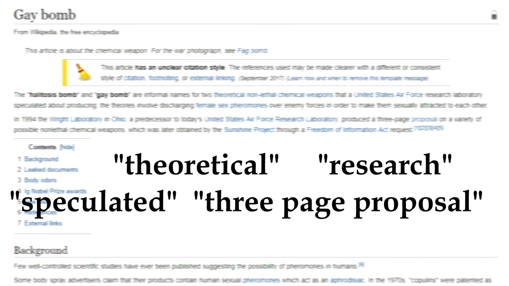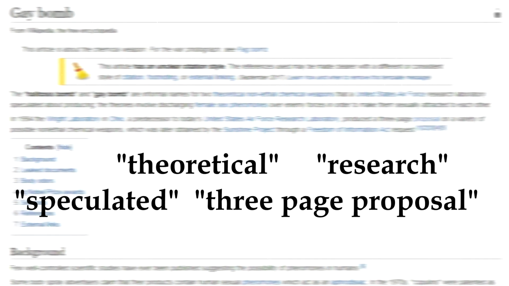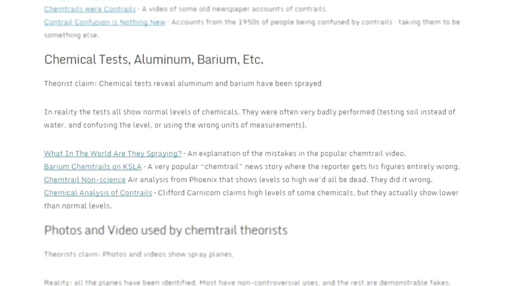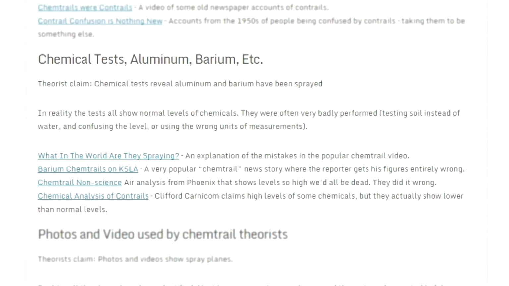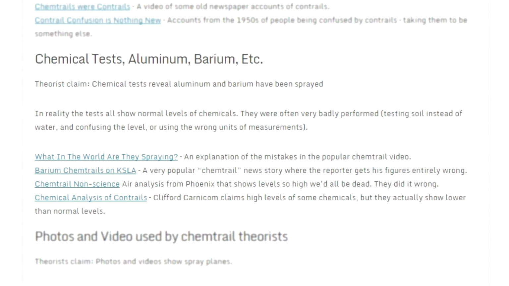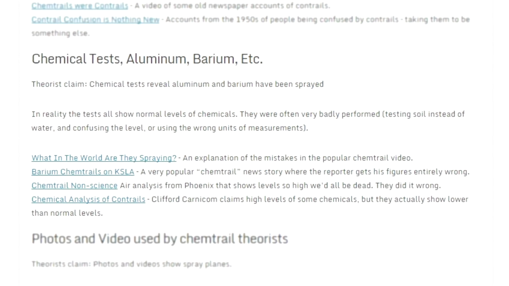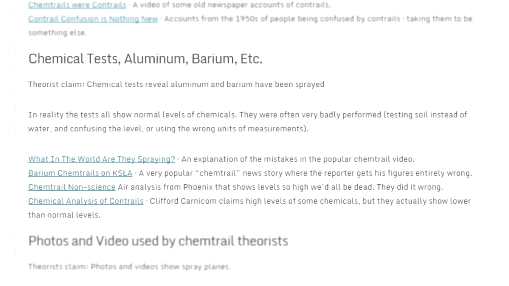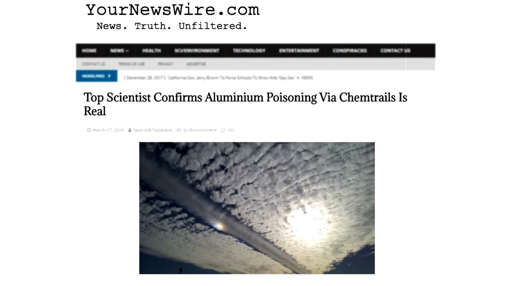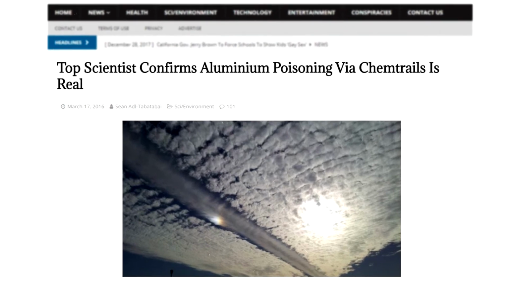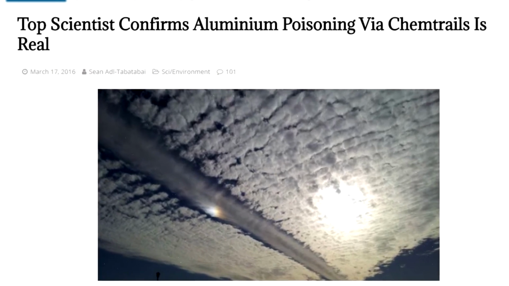There's no actual proof other than the fact that someone somewhere thought it would be a good idea to research a gay bomb. Chemtrail conspiracy theorists claim to have other proof. They point to supposed high levels of aluminum and barium in chemical tests as proof, but these are often poorly performed with incorrect measurements. There is no actual proof of higher chemical levels in the water or soil, but people continue to use these incorrect tests as proof of geoengineering and chemtrails anyway.